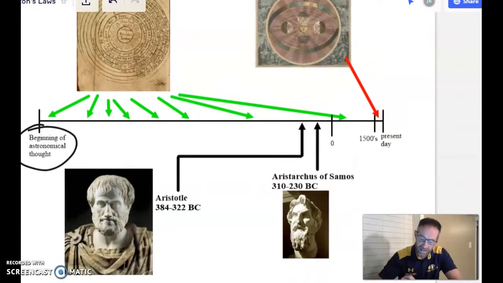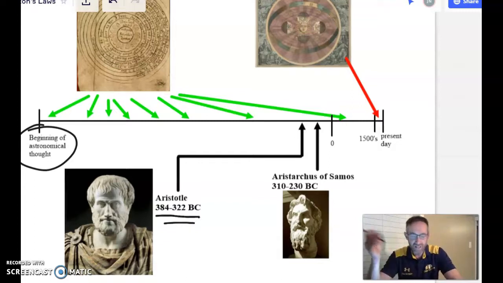Back in 384 to 322 BC, we had the first physicist. We had Aristotle. And you might say Aristotle's physics was a little shaky. Well, everybody's physics is a little shaky until it's built upon. And so Aristotle is credited with getting us going down the road of physics.